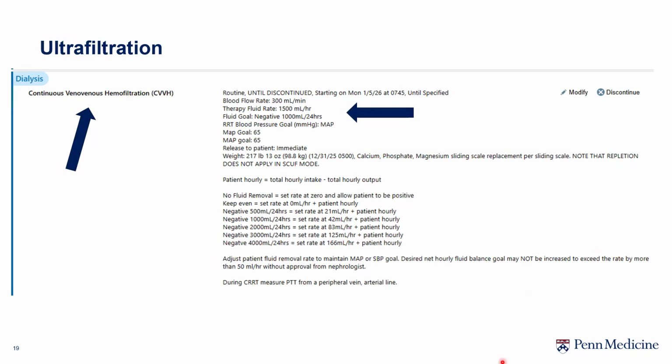Now, your fluid goal is going to be related to ultrafiltration. So when we talk about ultrafiltration, we see this order down here. Ultrafiltration is the amount of fluid we want to remove from the patient in a 24-hour span. So you might see an example like here of, okay, fluid goal is negative 1,000 milliliters. So they want to be negative 1 liter in the 24 hours that this patient's on CRT. Now, this calculation down here says, okay, well, if you want to be negative 1 liter, you want to set that UF rate at 42 milliliters an hour, plus patient hourly, which I'll talk about in a minute.